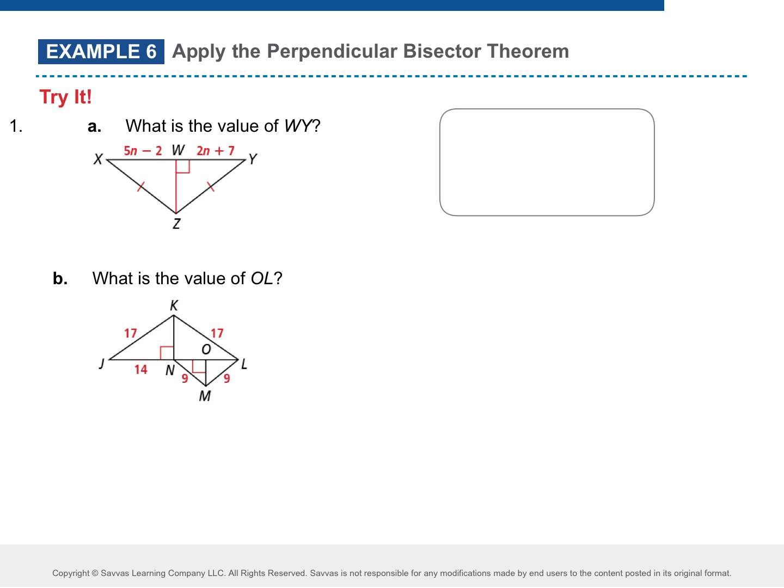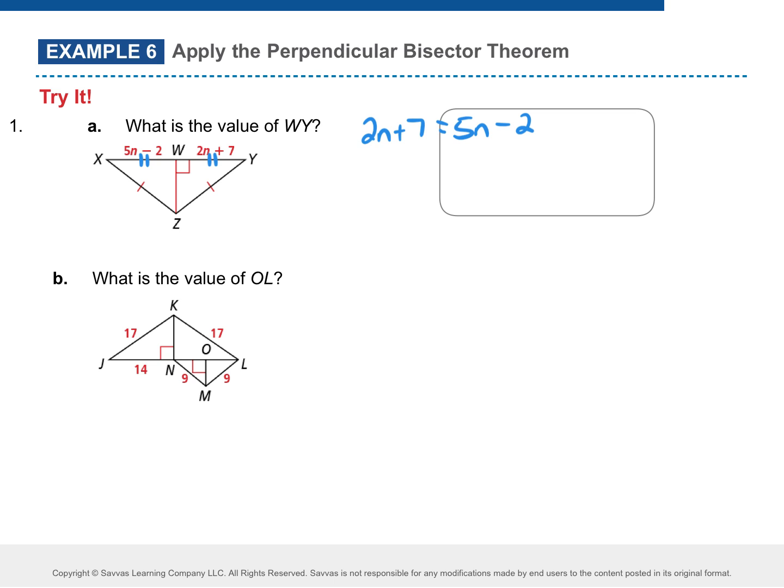Looking at example 6a, what are some things that you notice, or what's some things that we can assume? This is a perpendicular bisector, so what else should that line do? Since these two lines are congruent here, what else can we assume? These two lines have to be congruent to each other. So what is a way I can set this up then? Set them equal to each other. Yep, so 2n plus 7 equals 5n minus 2.